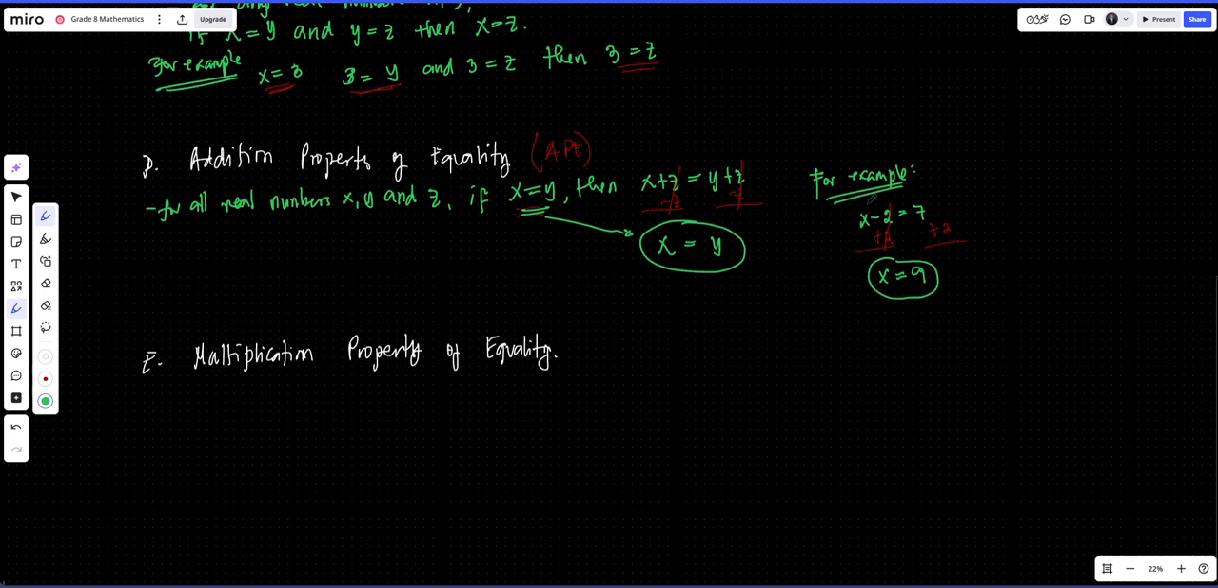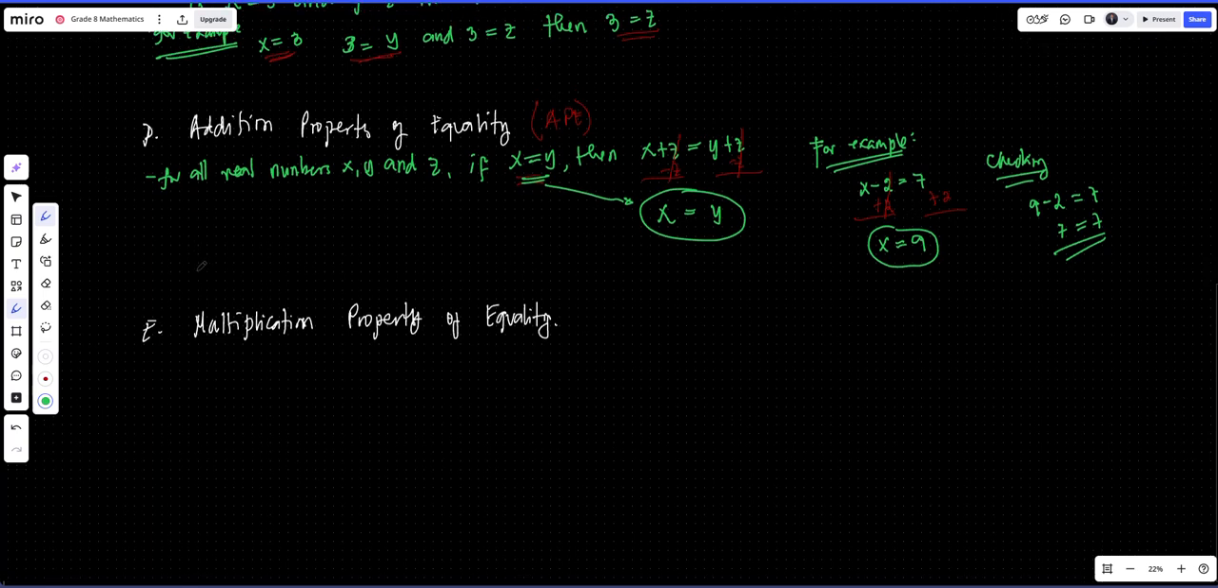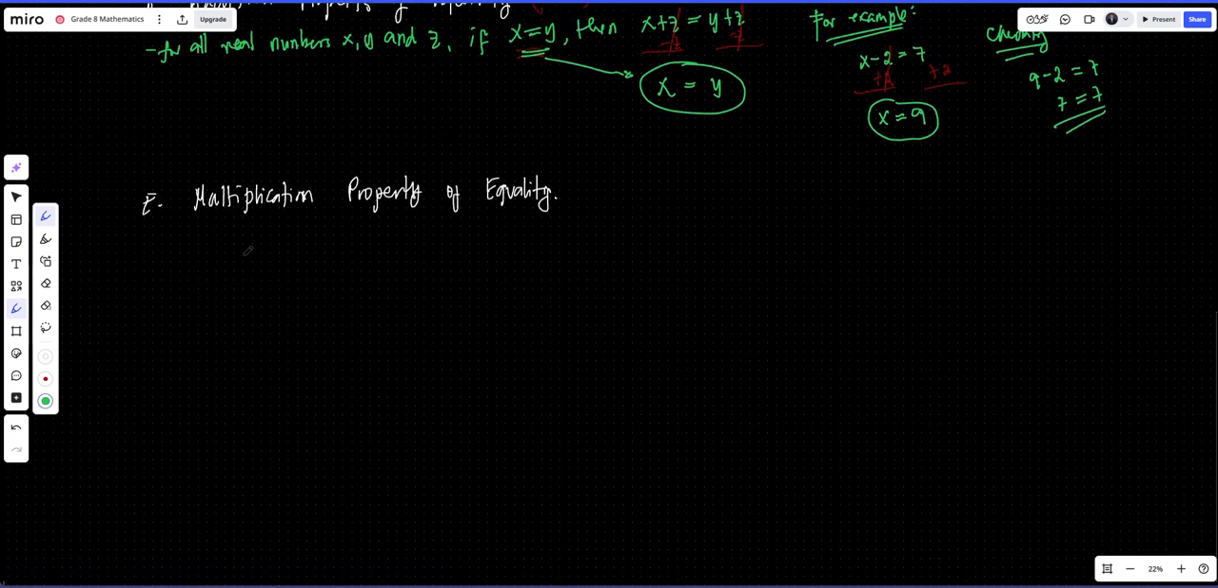Now let's try to check if ang sagot po natin is correct. So if ang x is equal to 9, so checking po tayo ha. If x is equal to 9, substitute po natin sa ating original na equation. So that is 9 minus 2 is equal to 7. 9 minus 2, that is 7. Then it is also equal to 7. So our process or our solution is correct using addition property of equality. All right. Okay.